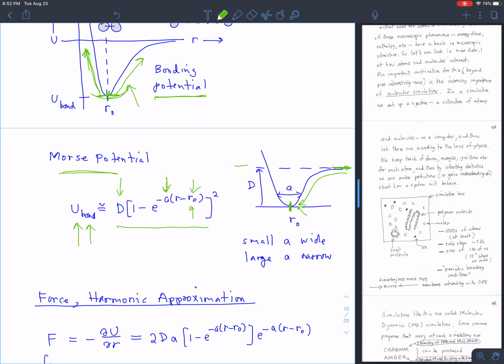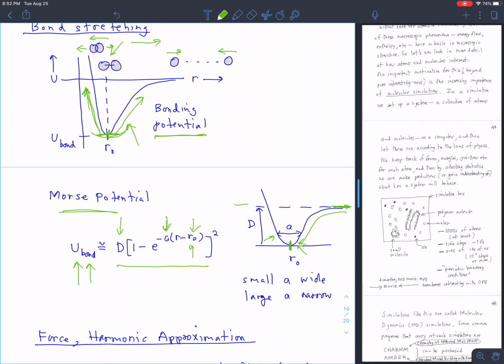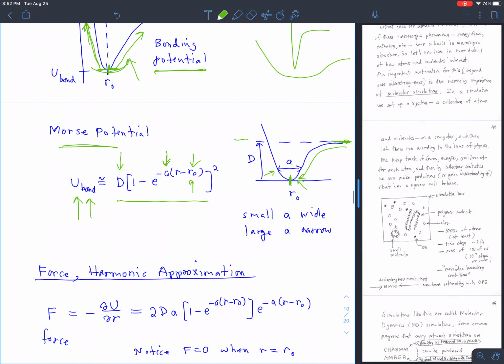And then there's this quantity A, which is a little bit more difficult to see what it's doing. It's basically saying how wide or how narrow this potential is. For a small value of A, for example, it'll be very wide and broad. For a large value of A, it'll be very sharp and narrow. So A controls the scale or shape of the bond.